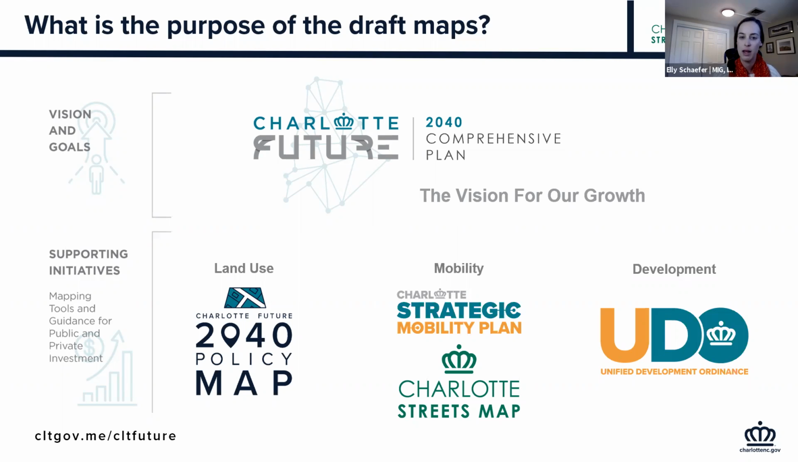So the 2040 policy map will identify appropriate locations for future development in our community. The streets map will define the multimodal vision for Charlotte streets to support mobility between the places we live, work, and play. And the Unified Development Ordinance will consolidate and update the city's land development regulations, so future development is aligned with the vision of the comprehensive plan.